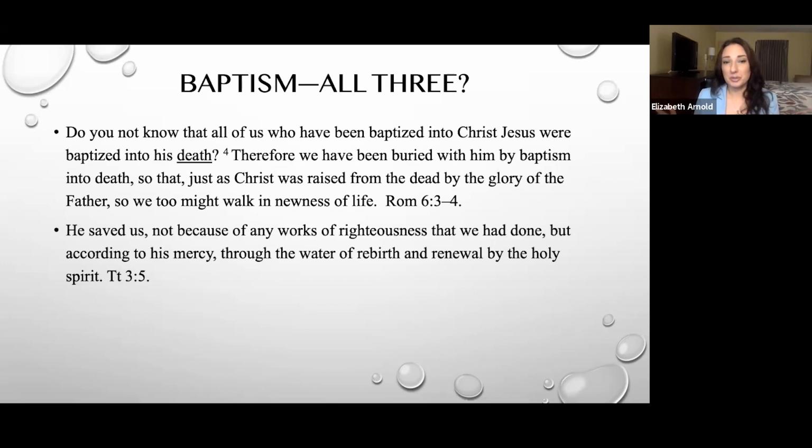This is one of those poor little books in the New Testament that gets very little love. But Titus tells us in chapter 3 that Jesus saved us not because of any works of righteousness that we had done, but according to his mercy. And then I love this part, through the water of rebirth and renewal by the Holy Spirit. And so here we also see that aspect of formation. It's through the water. It's by means of the water that we have come into being a new creation, a new human being, or a new community of people.